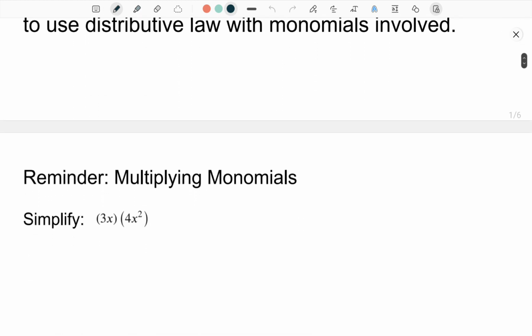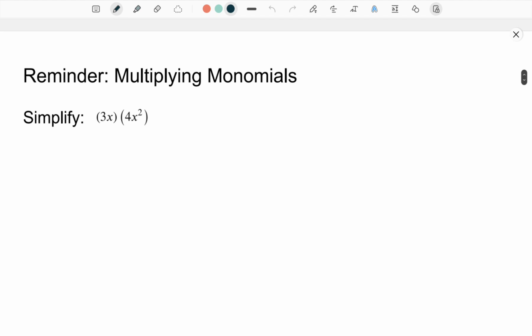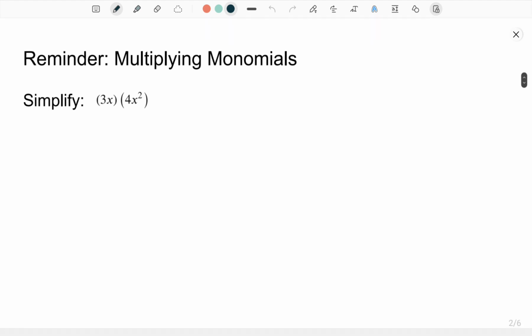So let's just remind ourselves of some of the important things. First of all, what did we do when we were multiplying monomials? By a monomial, I just mean a single term, or a single part, where you have numbers and variables connected. You can see here we have one in brackets and another one in brackets. So what's going to happen when we multiply monomials?